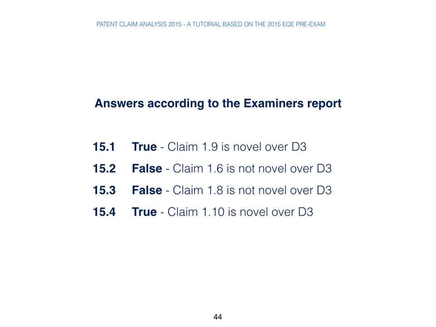The answers are: 15.1 is true, claim 1.9 is novel over D3. 15.2 is false, claim 1.6 is not novel over D3. 15.3 is false, claim 1.8 is not novel over D3. And 15.4 is true, claim 1.10 is novel over D3. Did you get the answers right or wrong? Let's check now with the examiner's report.